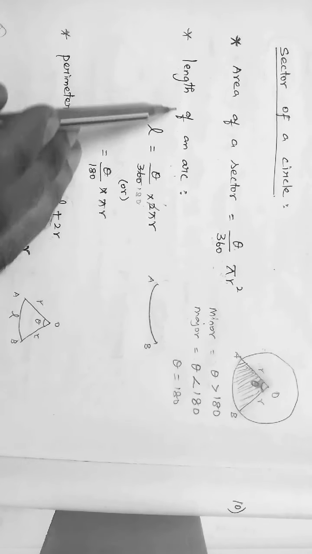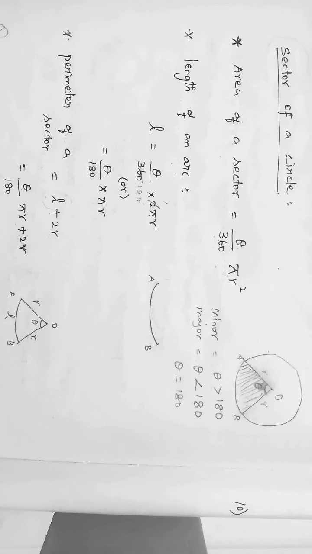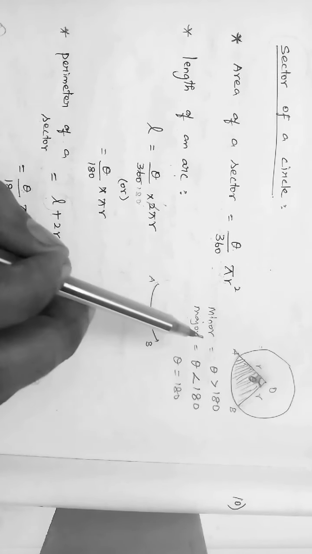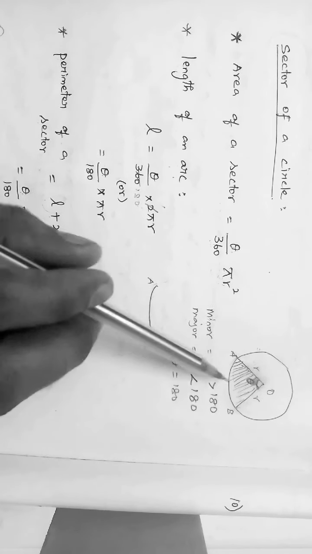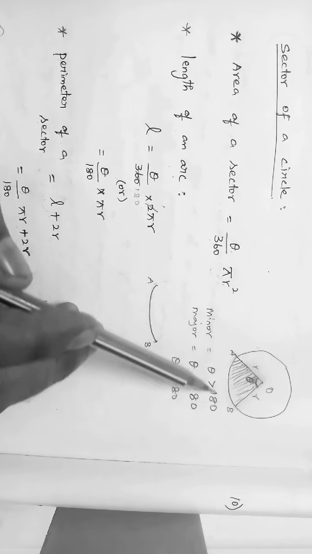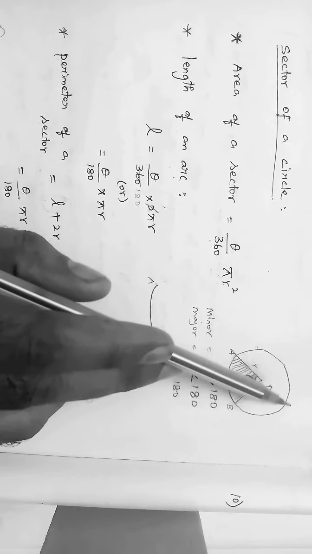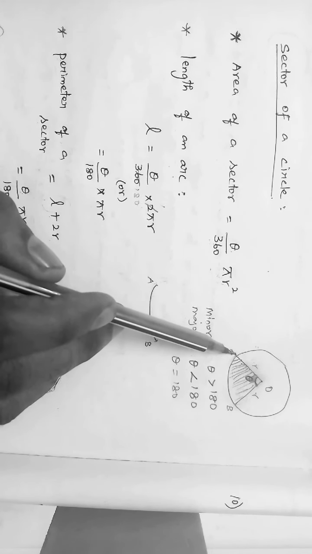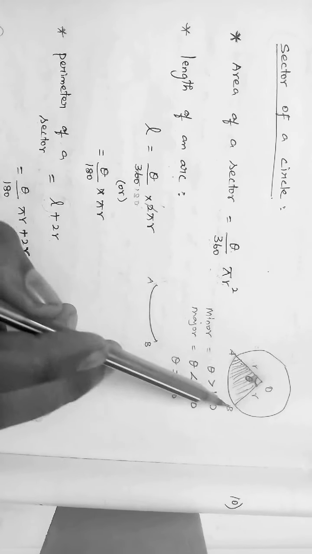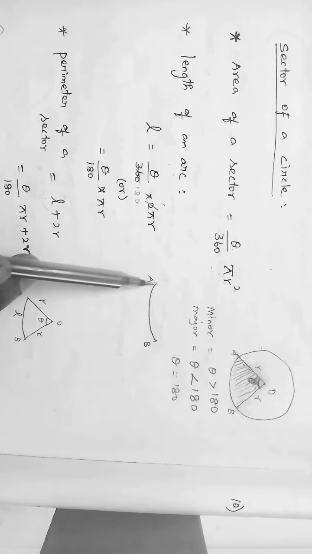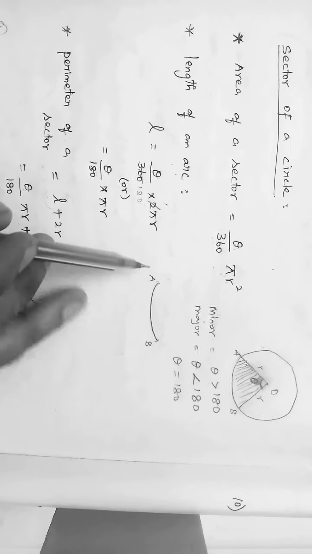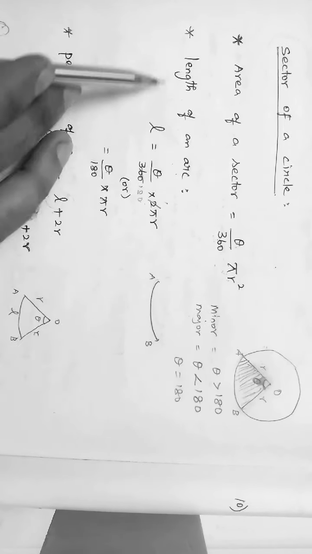Next, length of an arc. Before that, we want to know what is meant by arc. A part of the circumference of a circle. See, this is the circumference of the circle, a complete circumference. Among the circumference, now I am going to find only the length of the arc AB alone. This is called an arc, a part of the circumference of a circle.